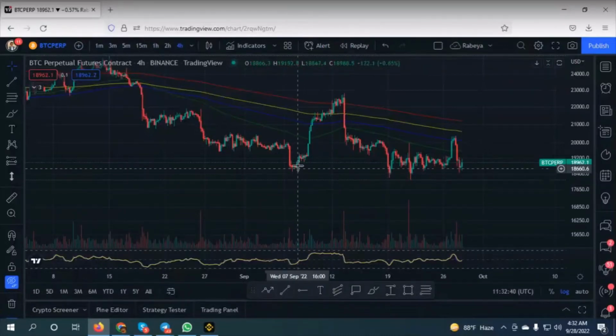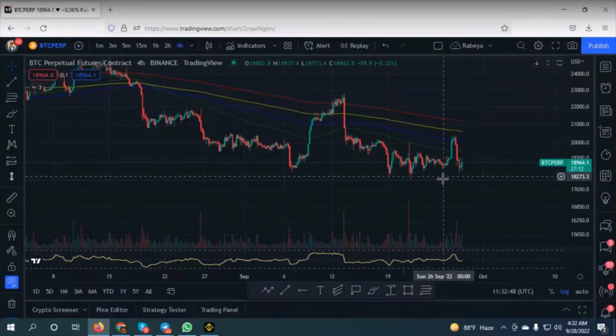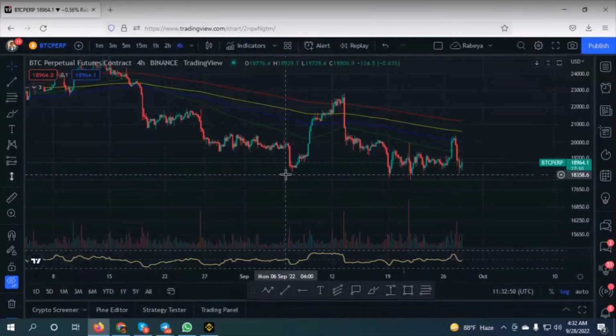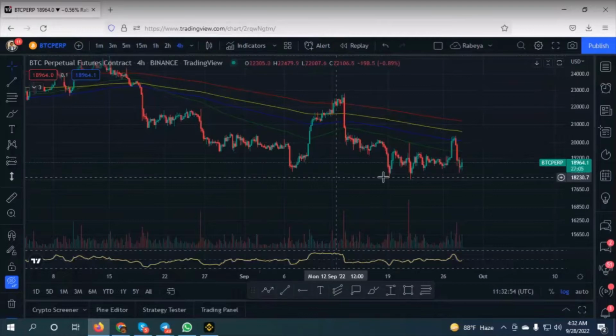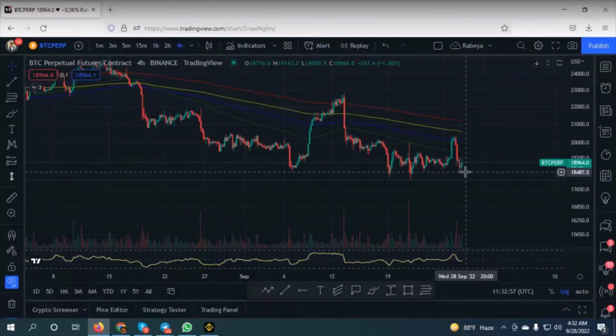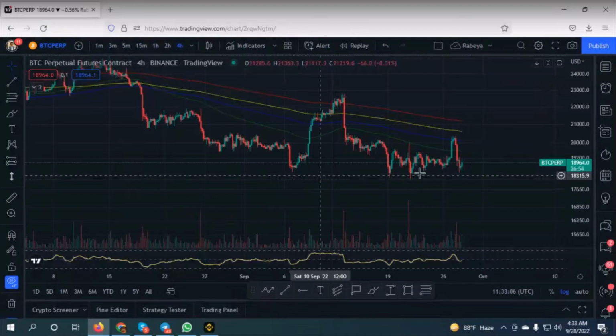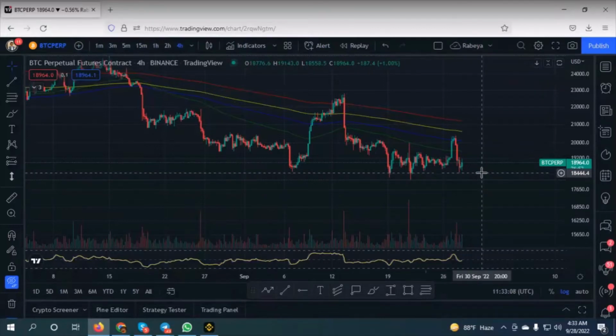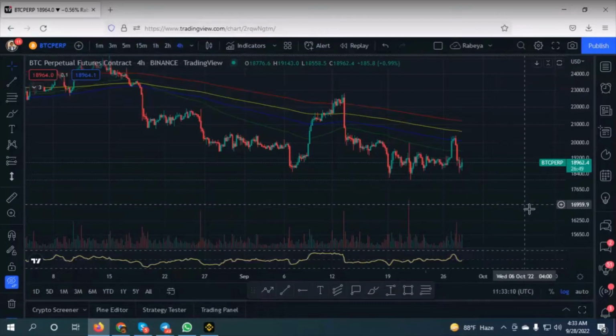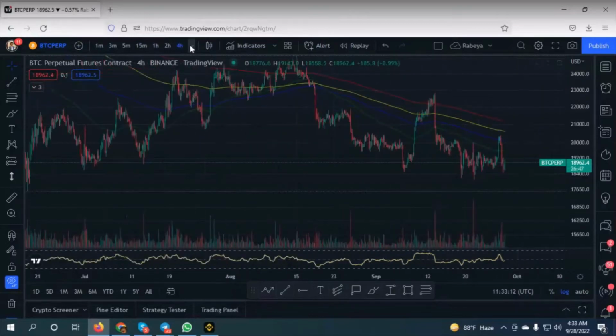You can see this is our big support zone, it was 80,500 or 200. But we have faced this zone several times: 1, 2, 3, and this is the fourth time. When we test a support 3 or 4 times, that support will be too weak. If we break that, we can see our market go too low.